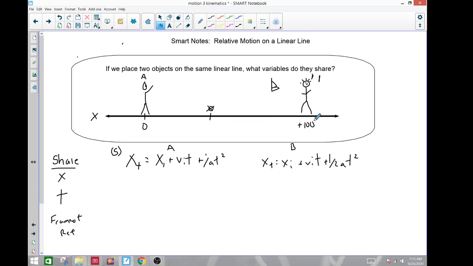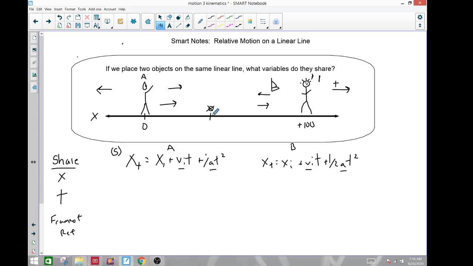We need to have some information here. By doing this, I've designated that this way is my positive and that this way is my negative. So the way these problems typically work out is we're looking for a couple of different things. If they're chasing each other, they can both be moving towards each other. They both can have their own velocities, and they both can have their own accelerations. It's just a plug and chug problem at this point, where B can be moving towards A, or moving away from A.